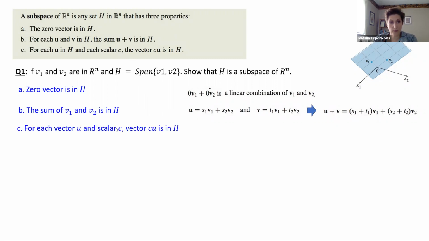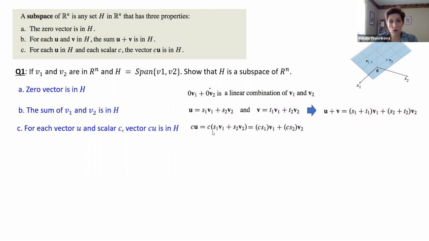Okay, let's look at the third property. If we have a vector from our span, let's see if the multiplication of this vector by an arbitrary constant c will still give us a linear combination. You probably suspect that it does, because again we can distribute our constant among the linear combination parameters, and we will get just the weights now slightly different. Our first weight will be the product of our constant and the original weight, and the same will happen with the second weight.